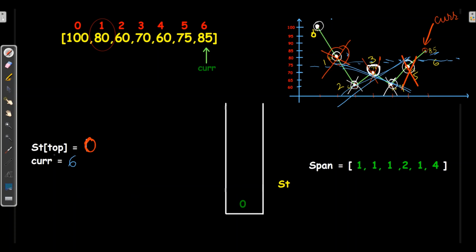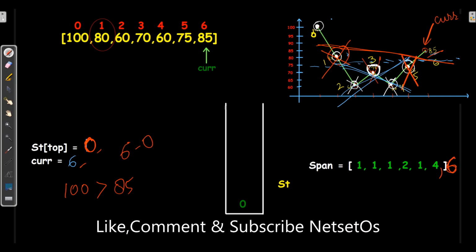Now we will compare the stack top price, which is 100. Is 100 greater than 85? Yes. All the values less than that will be in the span, which are 6 minus 0. 6 will be the span for this particular day.